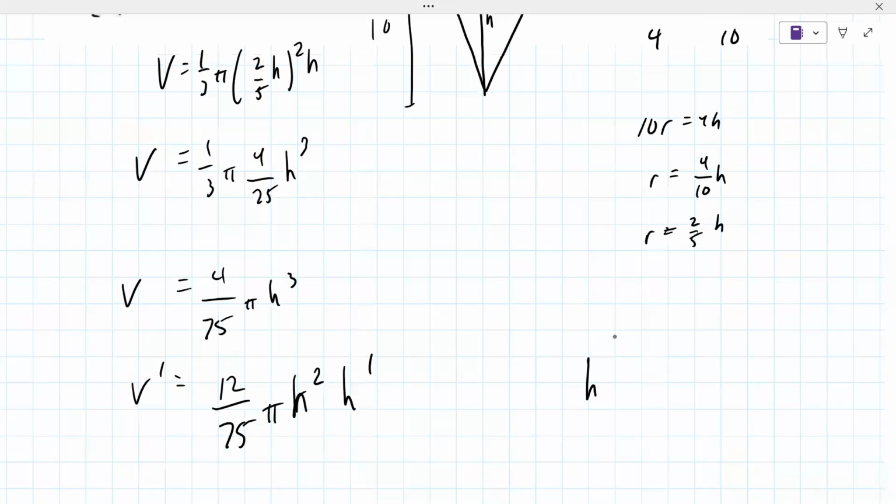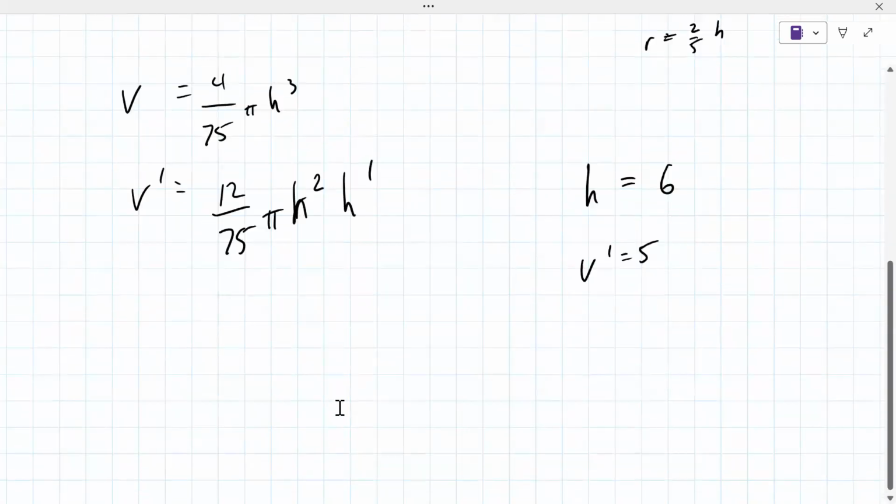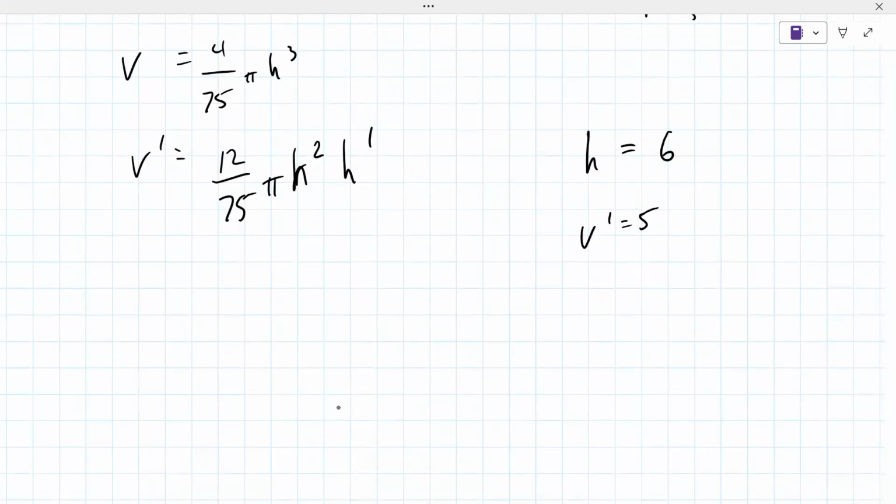All right. So they give you the h. They give you that h is 6. They tell you that v prime is 5. You solve for h prime here. So you can either put the numbers in now or later. Which do you prefer? Probably now. Okay. 5 equals 12 over 75 pi 6 squared h prime.